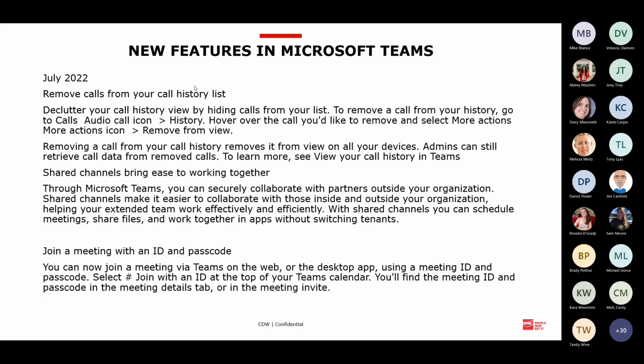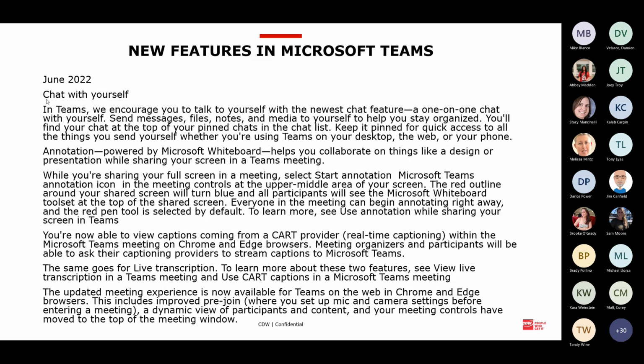You can now remove calls from your call list. You can declutter the history in your calls. All you got to do is hover over the call and remove it from the list, just to trim down all the ones that are on there. You can join a meeting with an ID and passcode, which is pretty easy to do now that it can include them in there. All these things came out in July. In June, this is the feature I told you about with chat for yourself. It does work pretty easily.